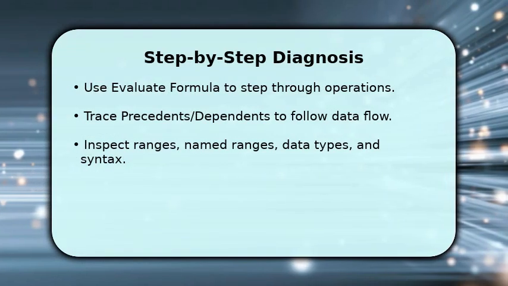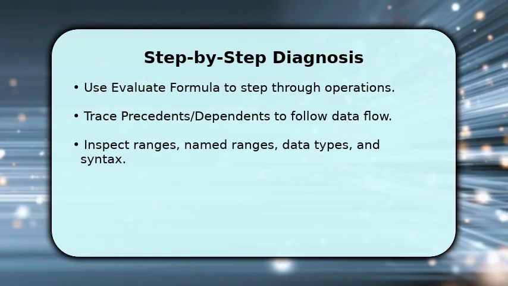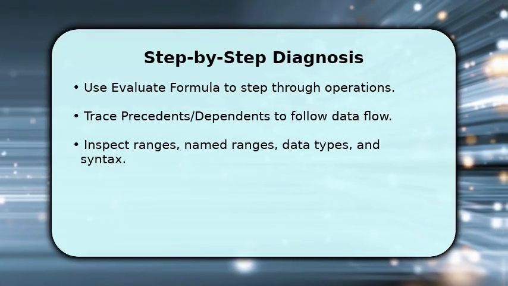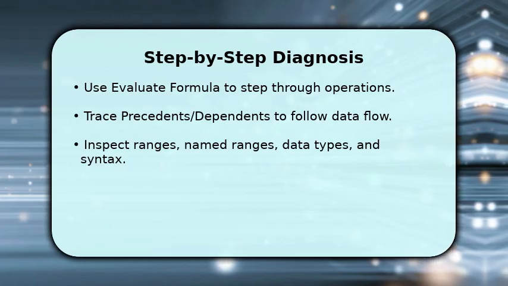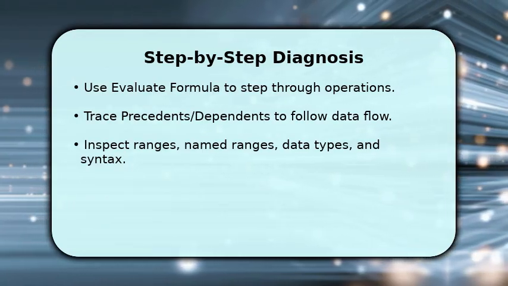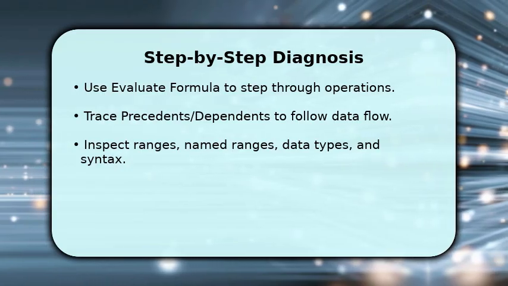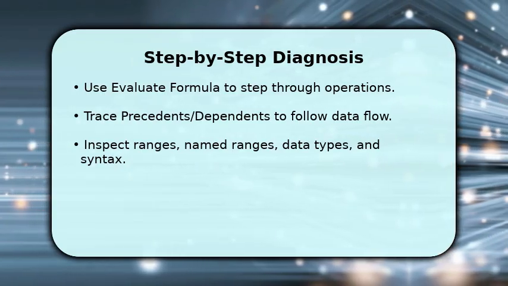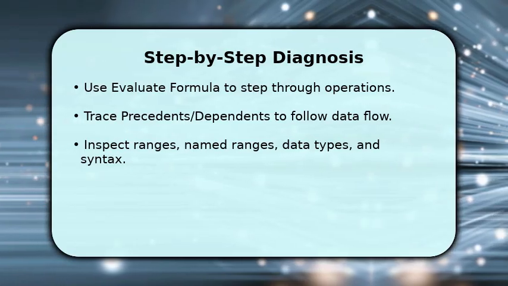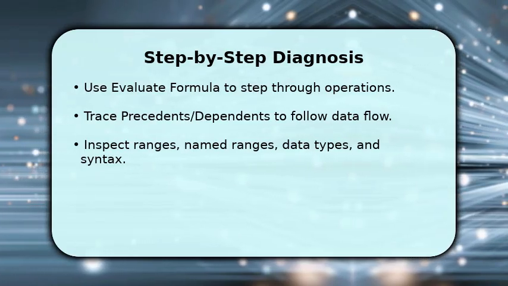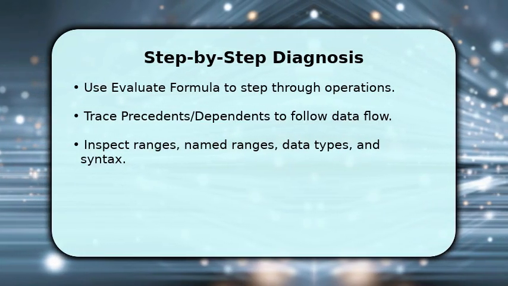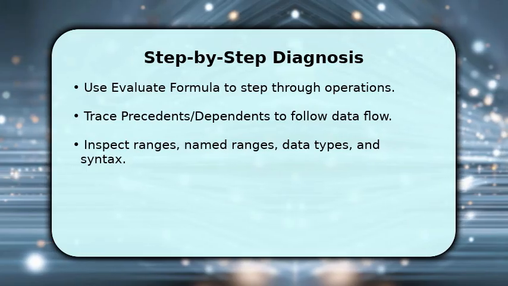You now debug methodically. Place the cursor in a failing cell and use Evaluate Formula to walk through each operation so you see the intermediate values. Next, trace precedence and dependence to map where inputs come from and where outputs go. This reveals broken links or offset errors. Also inspect ranges and named ranges for accidental shifts and check data types. Numbers stored as text cause silent errors. Keep notes on each fault so you can prioritize fixes.